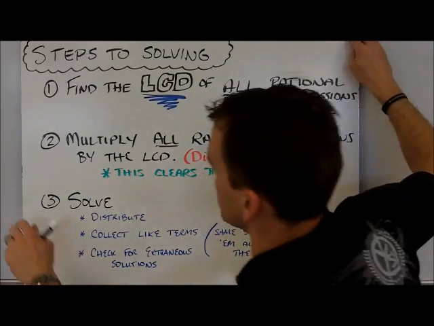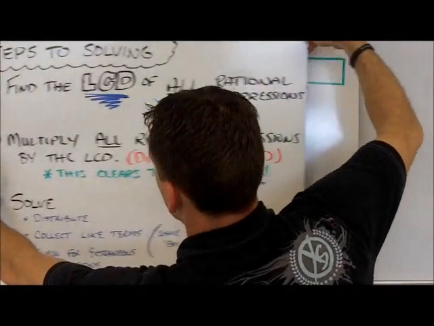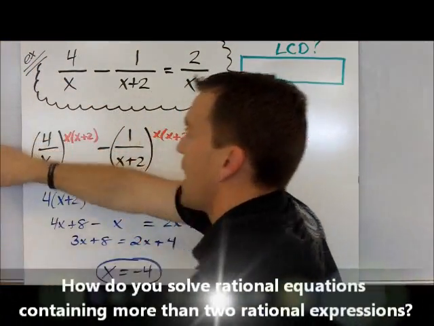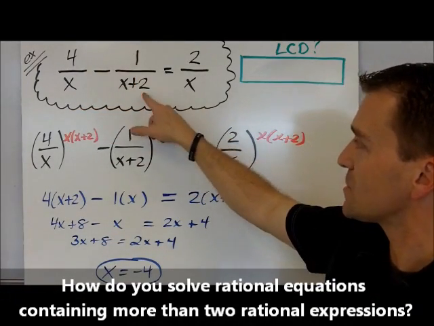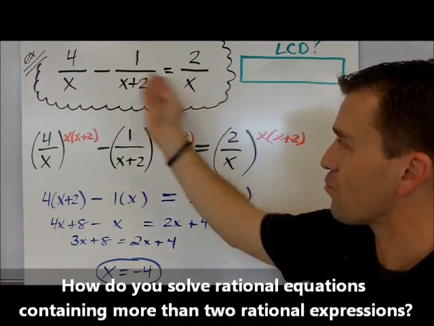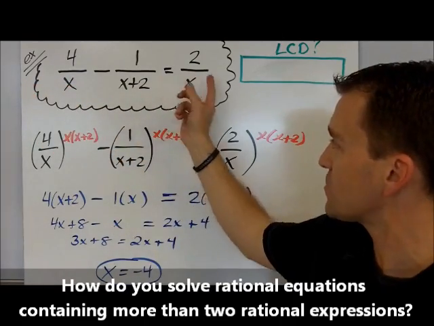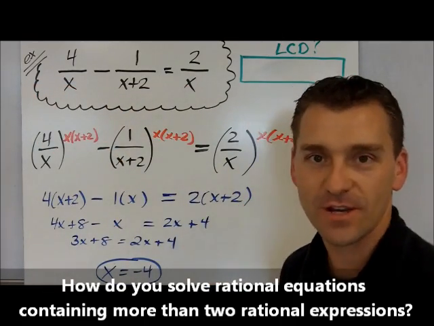So let's do an example or 2. Okay, so move this aside, and here's the example. It's on your graphic organizer. So you see 4 over x minus 1 over x plus 2 equals 2 over x. Rational equation with more than 2 rational expressions.